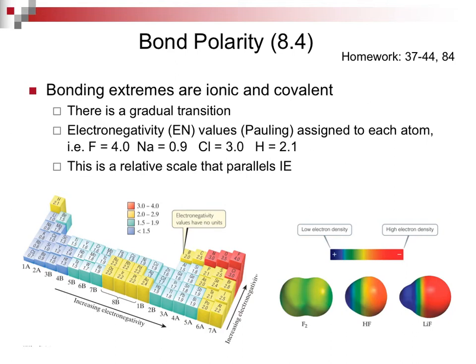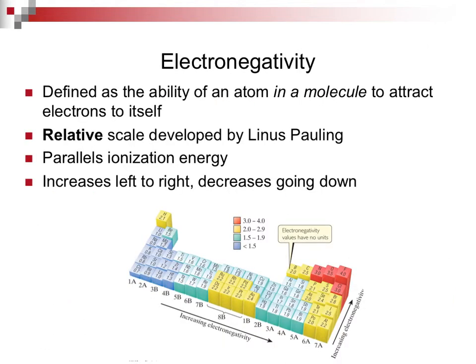Section 8.4 is bond polarity, and the two bonding extremes are ionic and covalent, and there actually is a gradual transition in between. We're going to be using the values developed by Pauling, who was the double Nobel laureate, and what he did is he assigned a number to every element in the periodic table. What we'll see is that this scale is going to parallel ionization energy, and it's worth repeating, so I will.